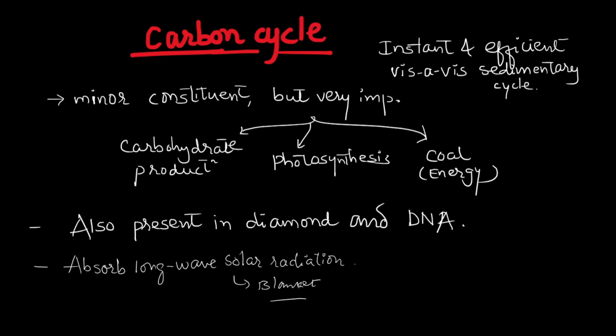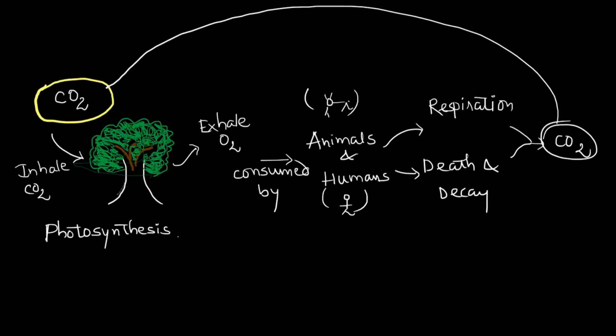So let us see more of the carbon cycle. All right, now consider that there is CO2 in the atmosphere. Plants inhale CO2 in the photosynthesis process, and then they give out oxygen, so they exhale O2. Via photosynthesis, the CO2 is converted into energy, and that is consumed by the animals and humans.